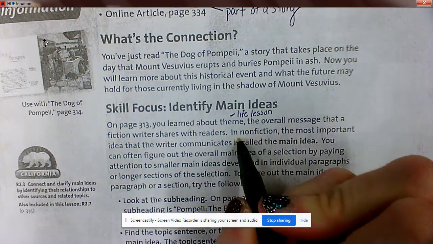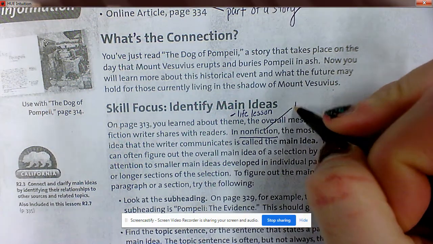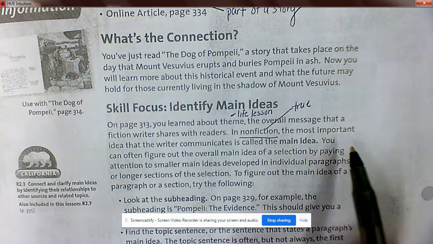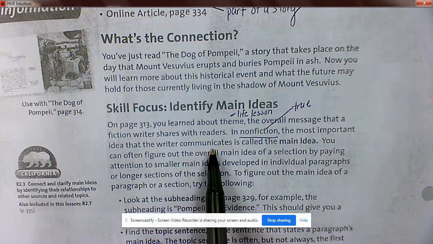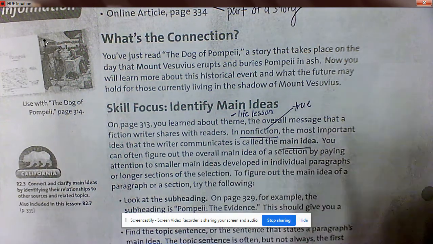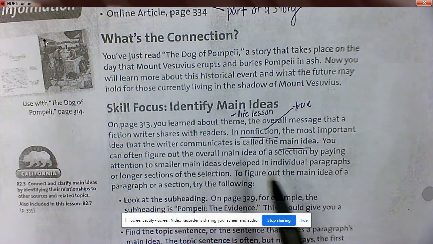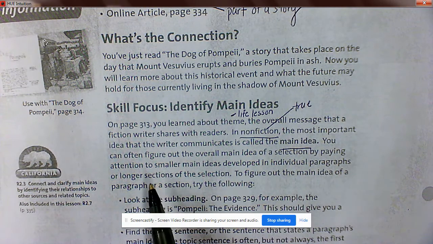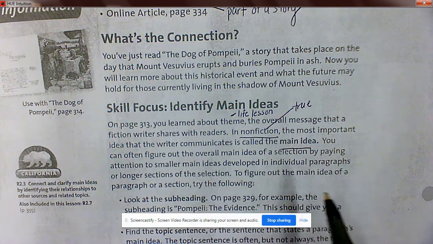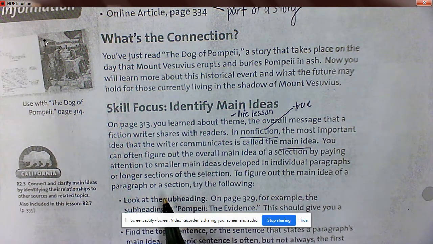In nonfiction, so nonfiction is true, the most important idea that the writer communicates is called the main idea. You can often figure out the overall main idea of a selection by paying attention to smaller ideas developed in individual paragraphs or longer sections of the selection. To figure out the main idea of a paragraph or a section, try the following.